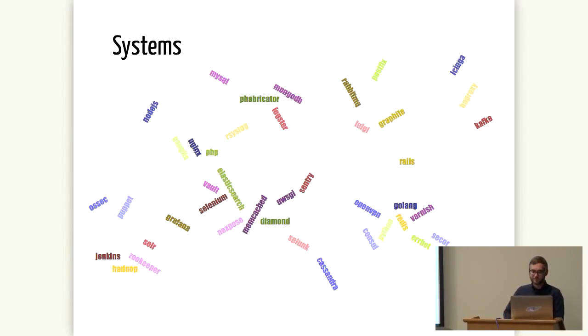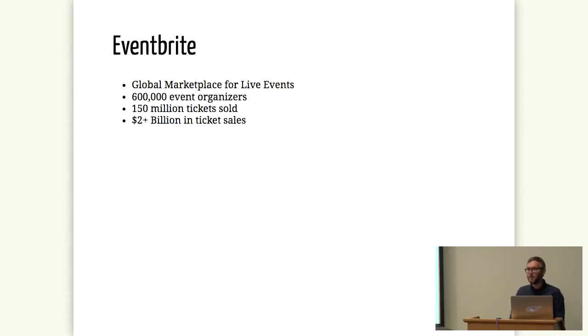Now, what about Eventbrite? The fun thing about talking at tech conferences, I usually don't have to introduce Eventbrite because if you don't know what Eventbrite is, how did you get your ticket? How did they let you in the door? We call ourselves a global marketplace for live events, which is big ambitions. In the last year, we had 600,000 active event organizers, sold over 150 million tickets, and did $2 billion in revenue from those ticket sales.